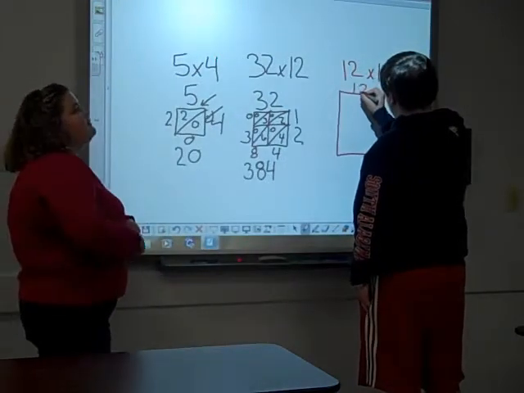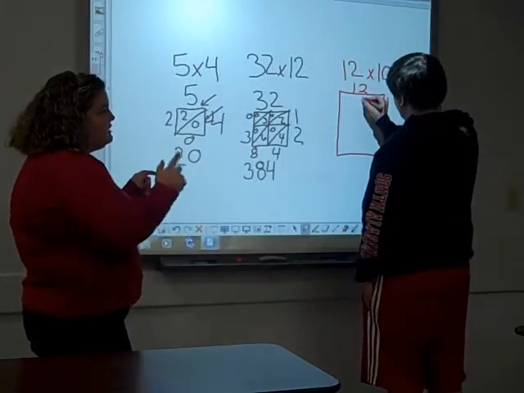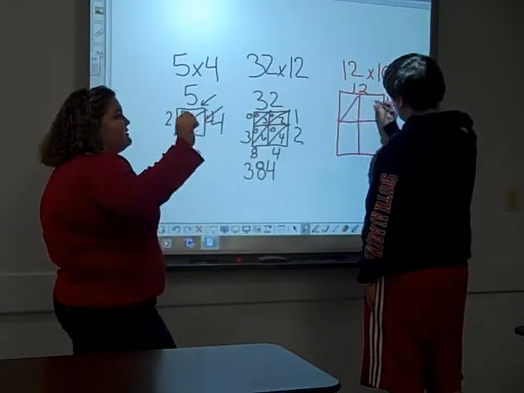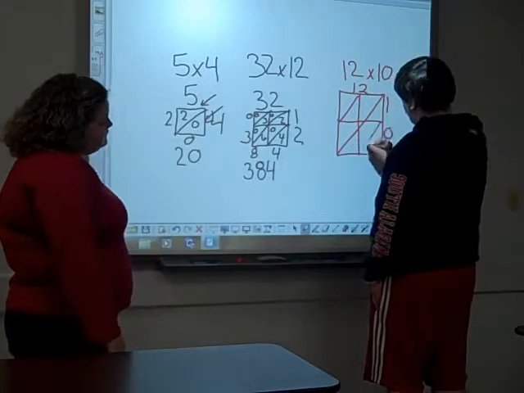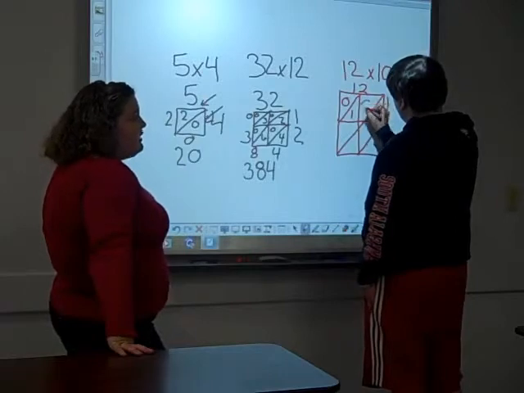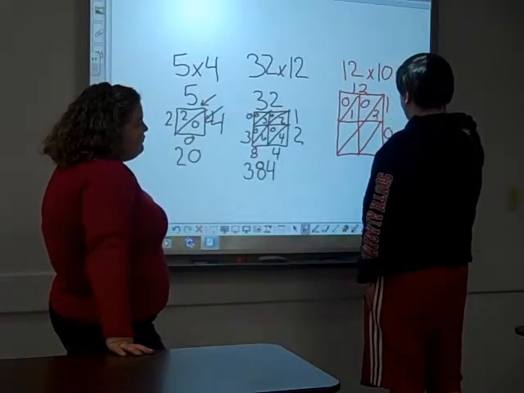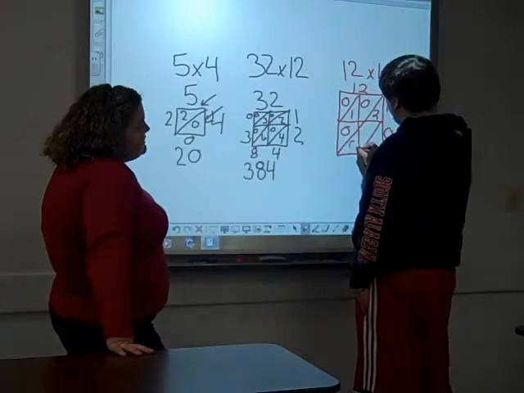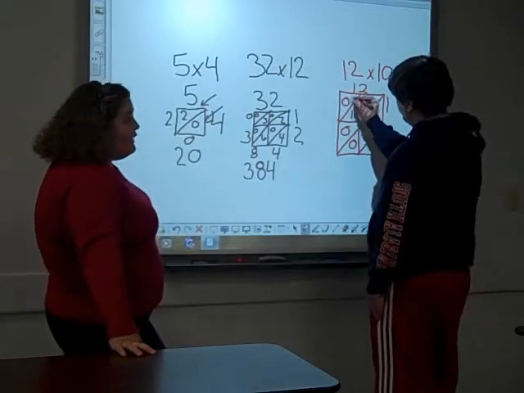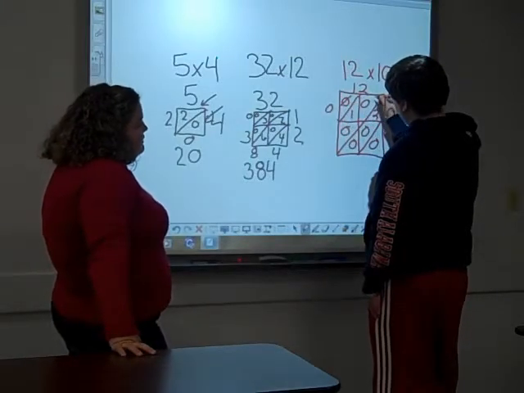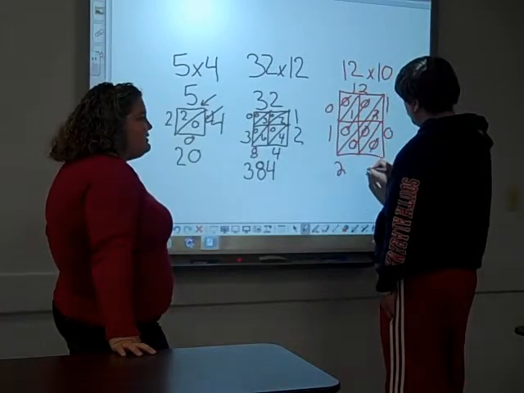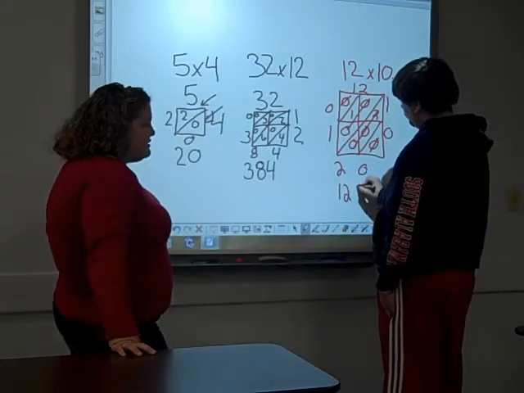He draws his box. He has his numbers going across and on the side. He has it into 4, then diagonals it. 1 times 1 is 1. 2 times 1 is 2. 1 times 0 is 0, and 2 times 0 is 0. And now he's going to add across. 0 plus 1 plus 0 is 1. And the next one's 2, and then you have 0. So the answer is 120.